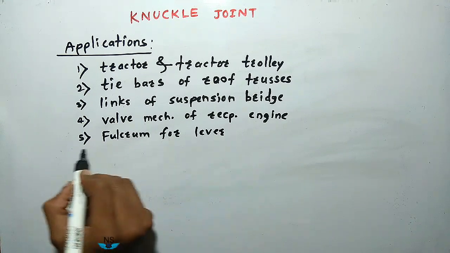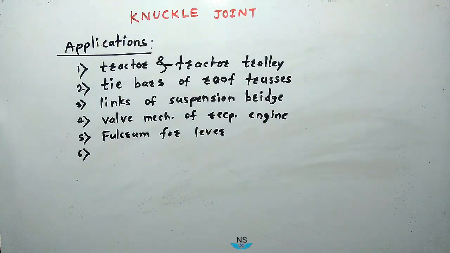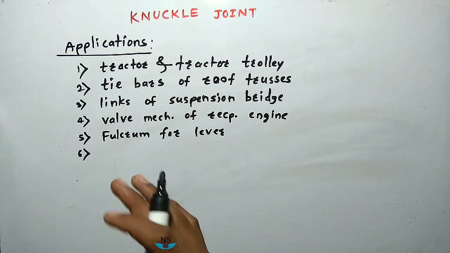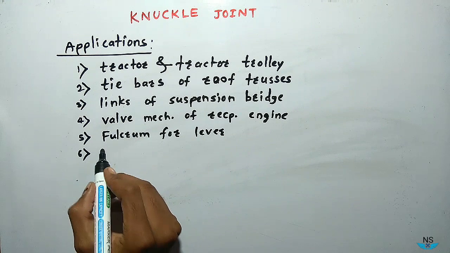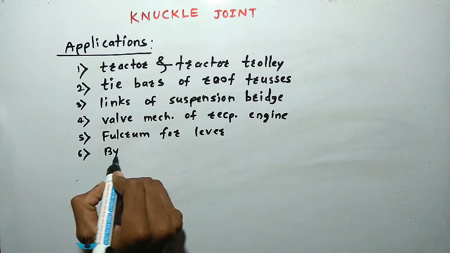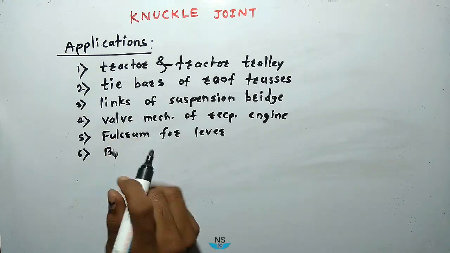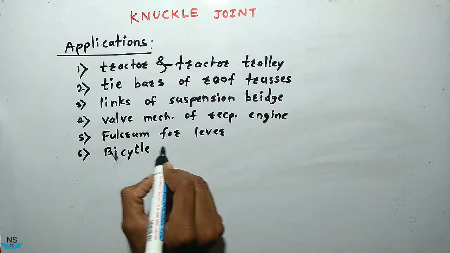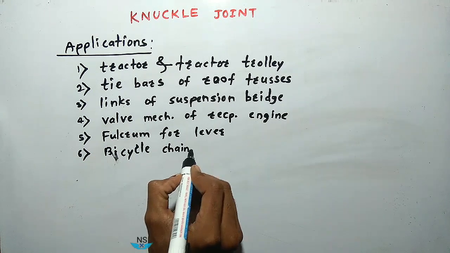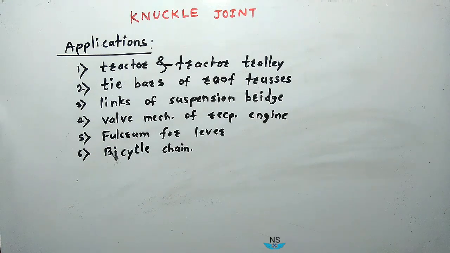Also, you may see this joint in your bicycle chain. Chain also consists of n number of links, and those links are connected by using knuckle joint. So in bicycle chain, it is used to connect links of the chain. So these are the applications of knuckle joint.